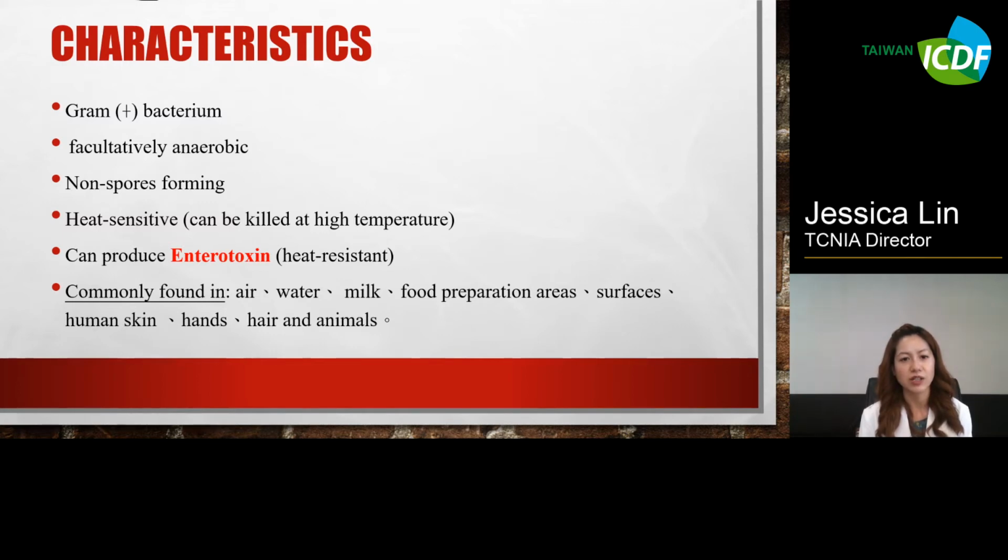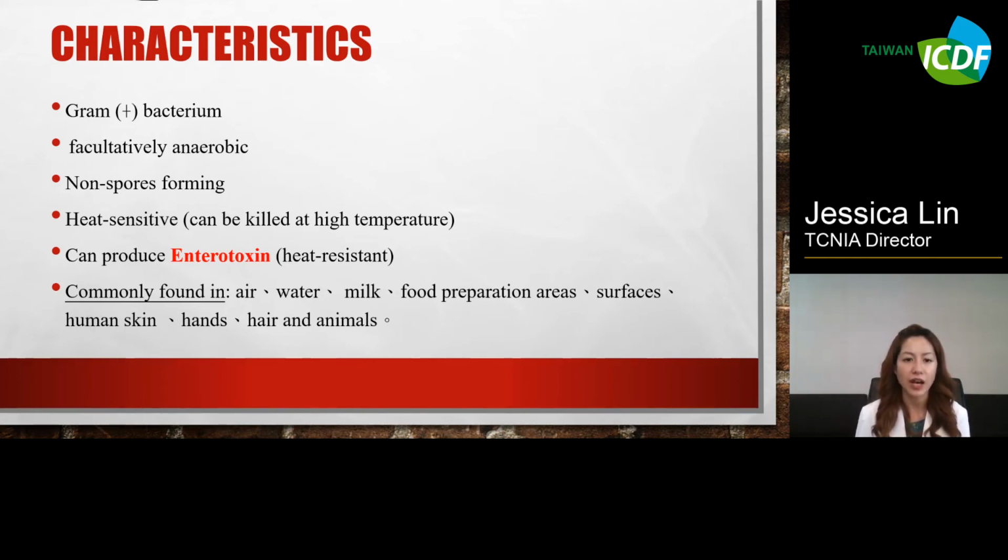So what I mean is that the type of toxin Staphylococcus produces is heat resistant, meaning it can be difficult to destroy, even if you cook your food to the right temperature. Sometimes these enterotoxins can still remain in the food and not be destroyed.